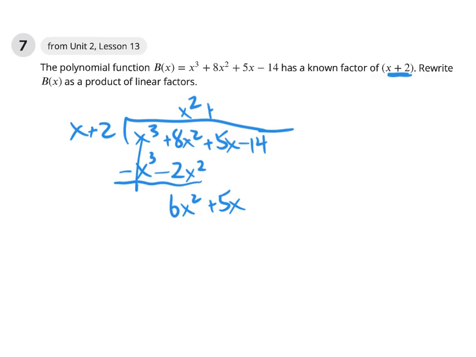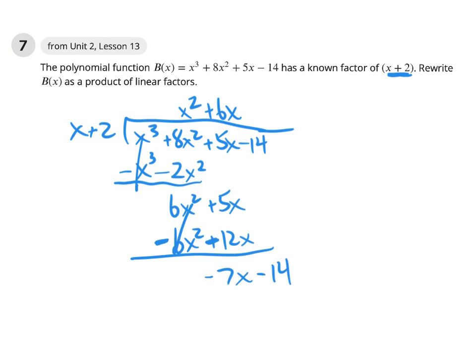Multiply to match the first term. Change both signs. The positive becomes negative. The first term cancels out. Good. Bring down the next term. Multiply to match the first term. -7 times x is -7x. -7 times 2 is -14. Change both signs. Done. 0. Now we have our factors.